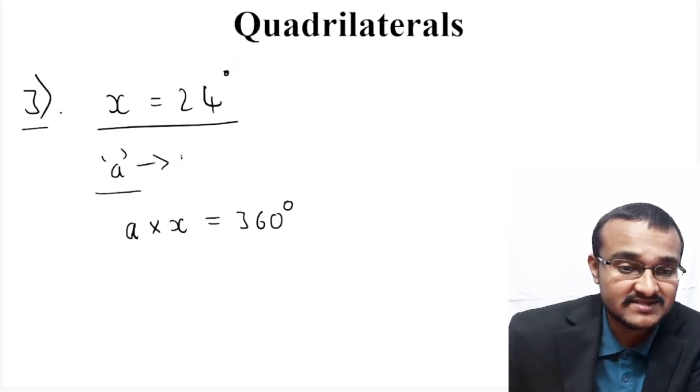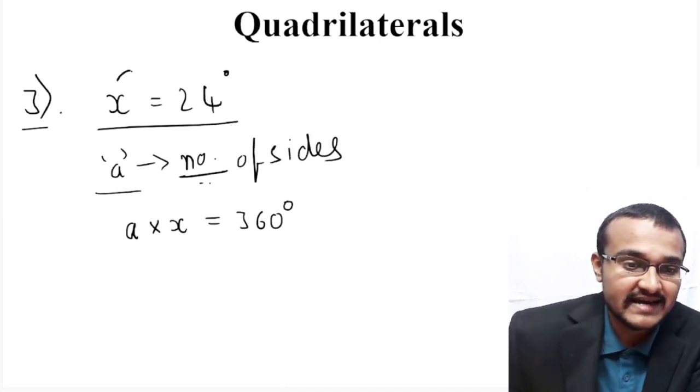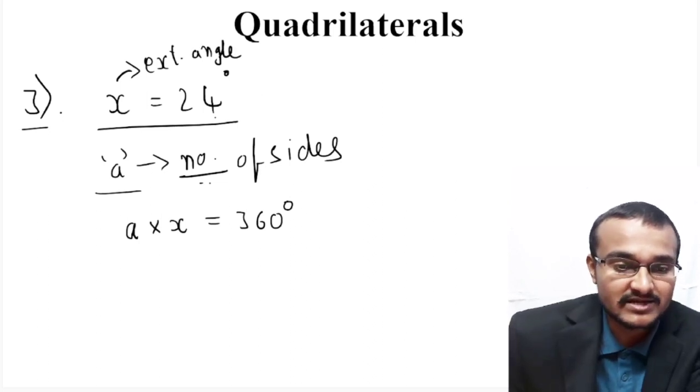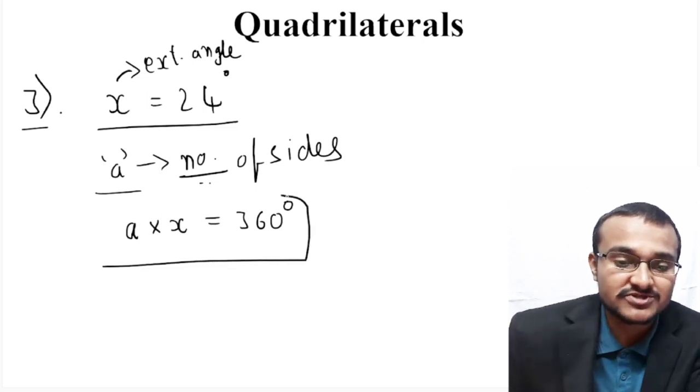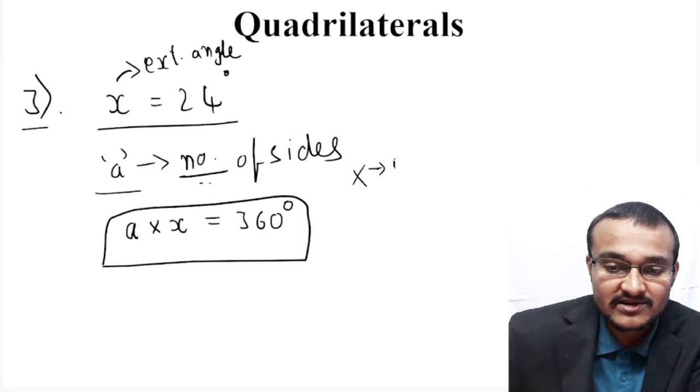So here A is the number of sides, and now you should find the number of sides. X is the exterior angle of that particular regular polygon. Only if it is a regular polygon can you use this formula, or else you cannot use this formula if it is an irregular polygon.